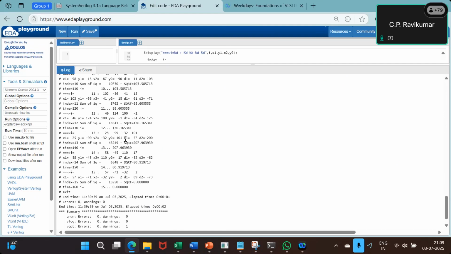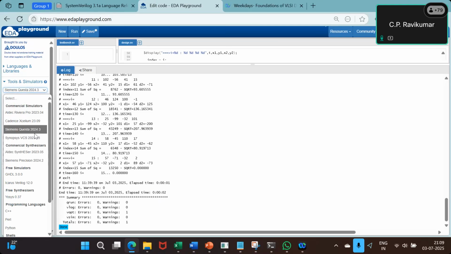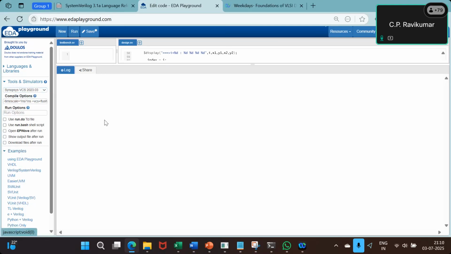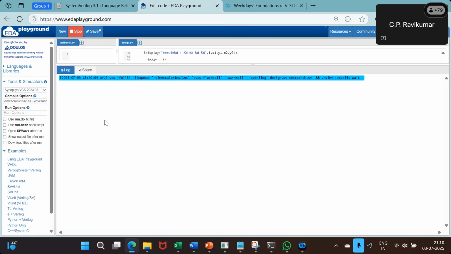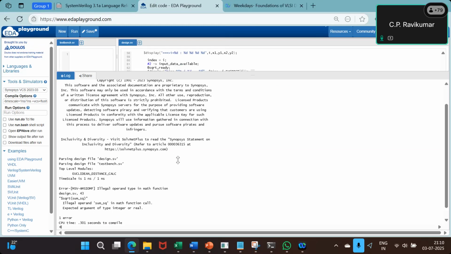It also behaves the same. Then synopsis. Expected, see, this is one error. So we have to convert it to real.